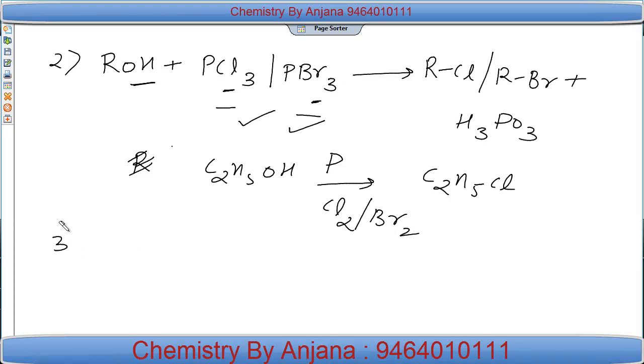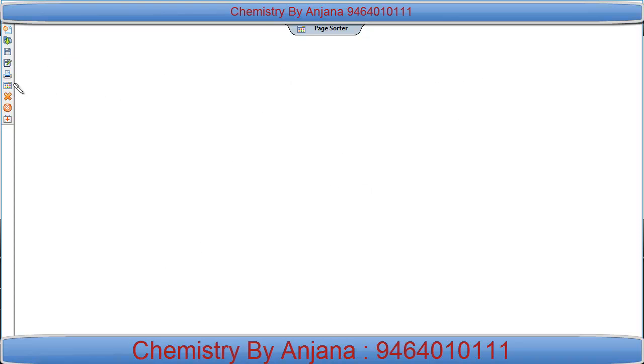Then coming to another way of preparing alkyl halide from the same category, that is alcohol. In place of these trihalides, we can take pentahalides also, like ROH reacts with PCl5 to produce the same product, and that is by nucleophilic substitution reaction. A Cl from here goes and replaces this OH group, and we get our Cl once again. So either we choose PCl3 or PCl5, what we get is alkyl halide. So by these two methods we can prepare alkyl halides from alcohols.